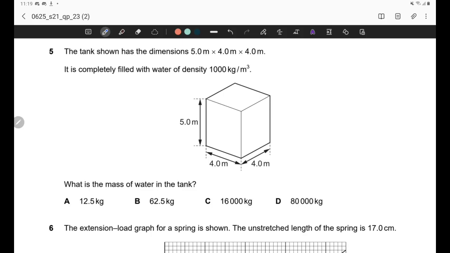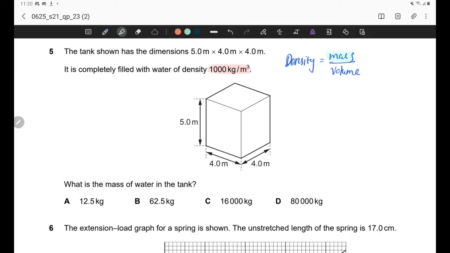Question 5. The tank shown has the dimensions 5 meters, 4 meters and 4 meters. It is completely filled with water of density 1000 kilograms per meter cubed. What is the mass of water in the tank? So here we can use the equation of density. Density is mass over volume. But here we need to calculate mass.